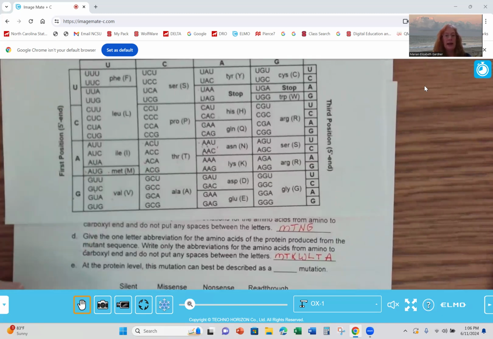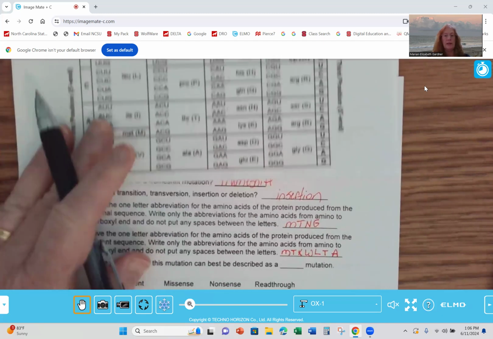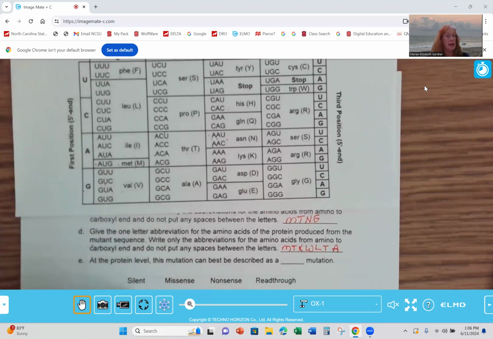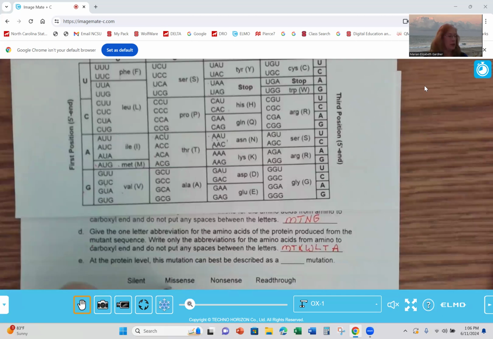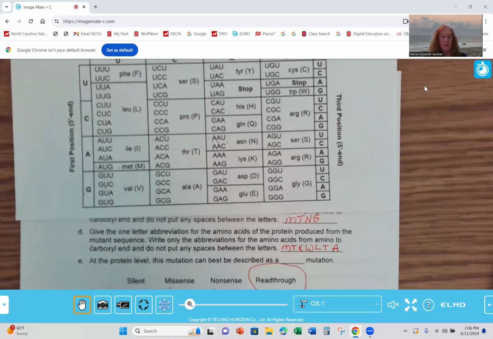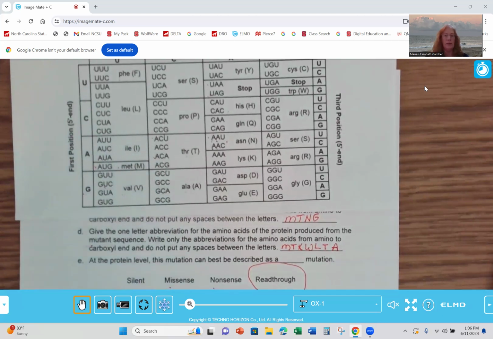So at the protein level, this can best be described as what? It's not silent. We definitely changed that one. It's not missense because we didn't just substitute an amino acid. We did not stop short. We went long. So this one is a read through.